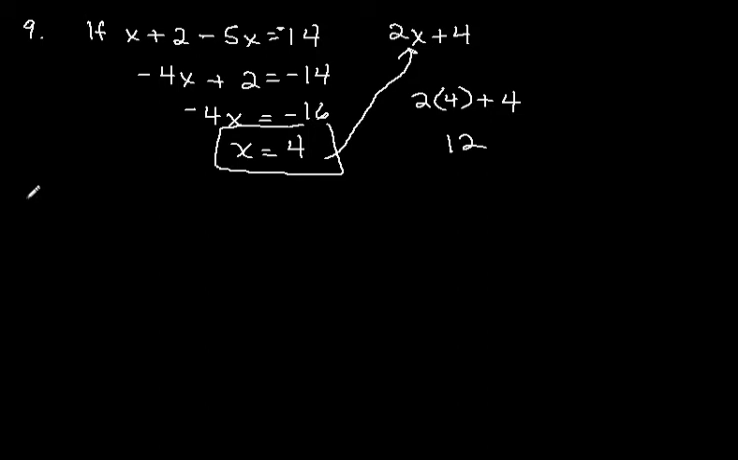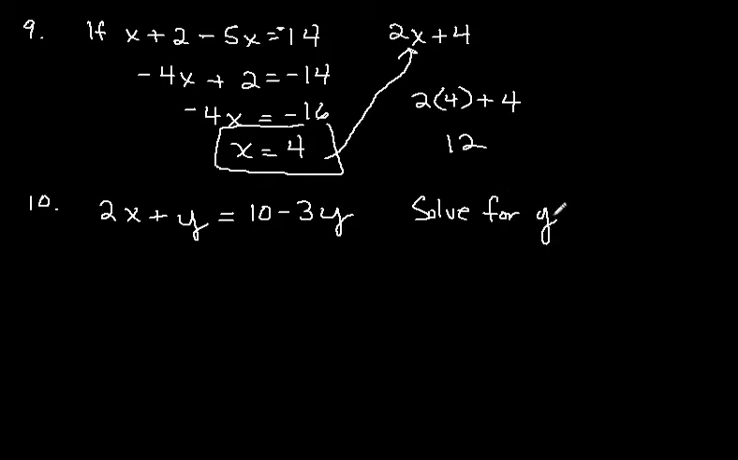Okay, 10. This was a bad one, so everyone should be watching this one. I think 1 or 2 people got this one right. 2x plus y equals 10 minus 3y. This one says solve for y. Solve for y.